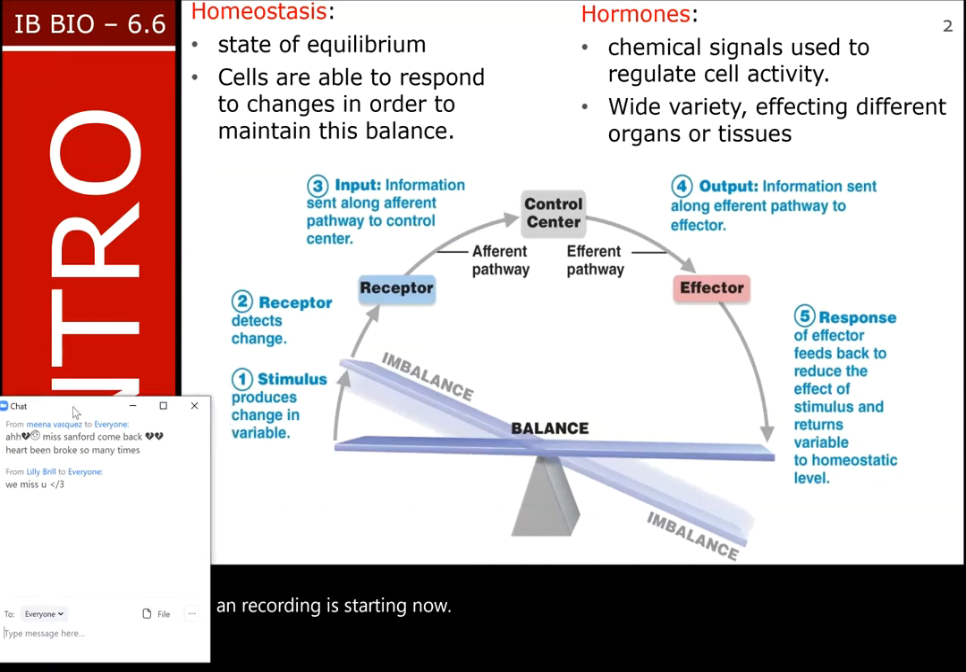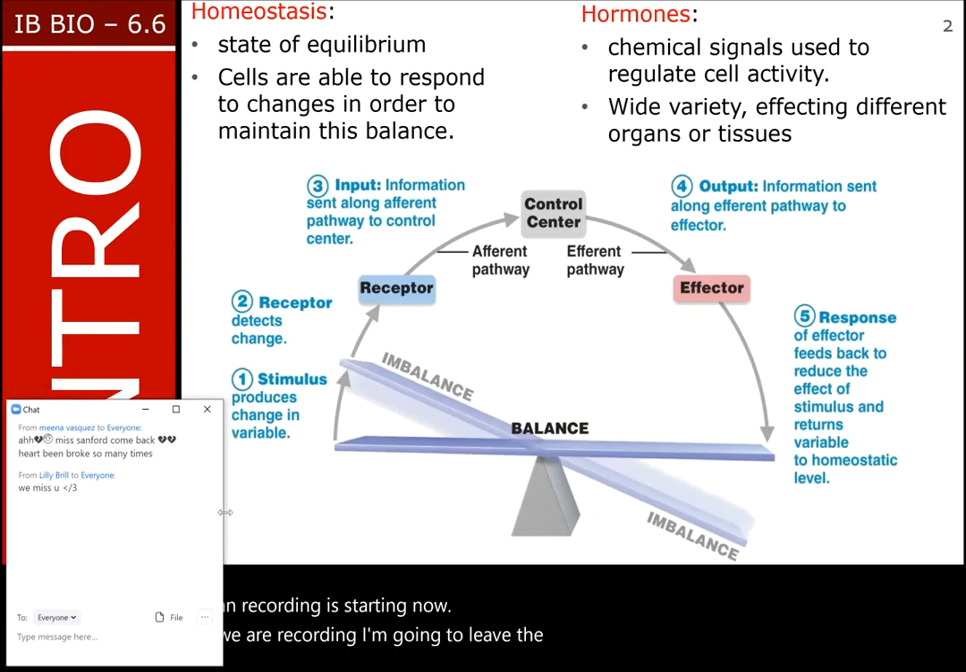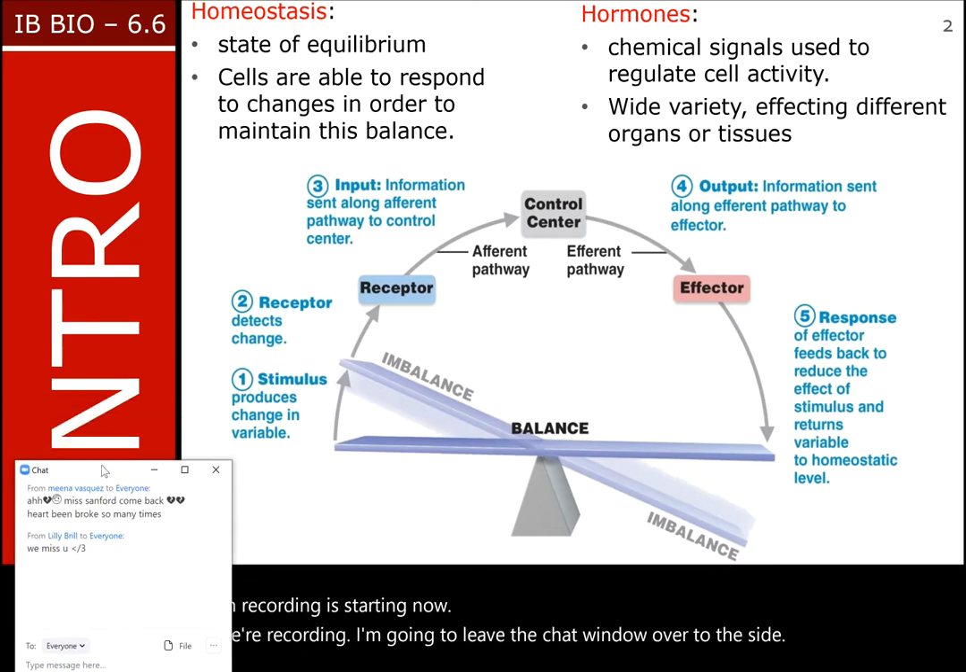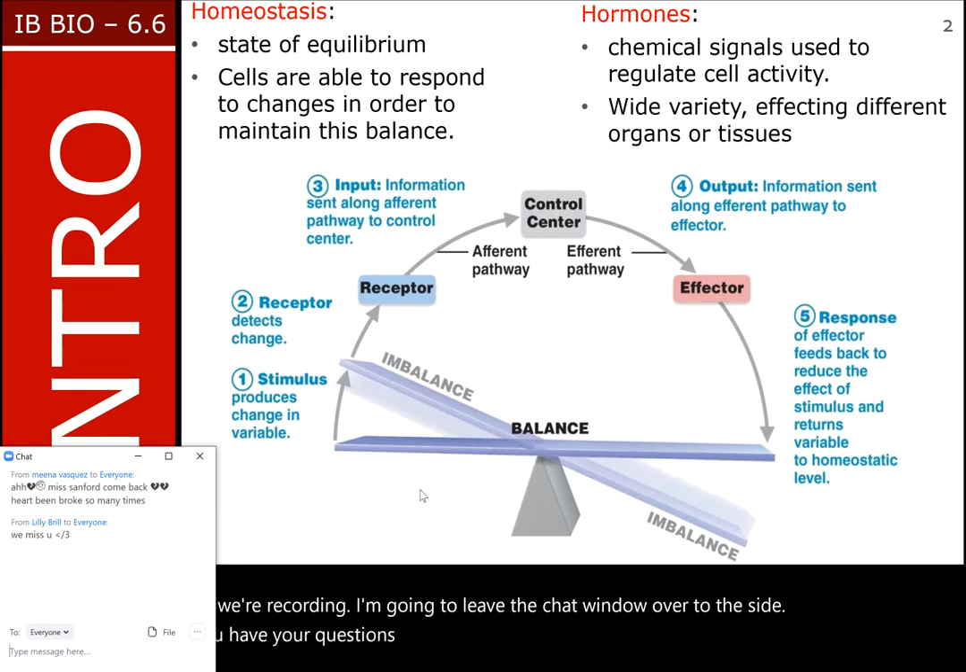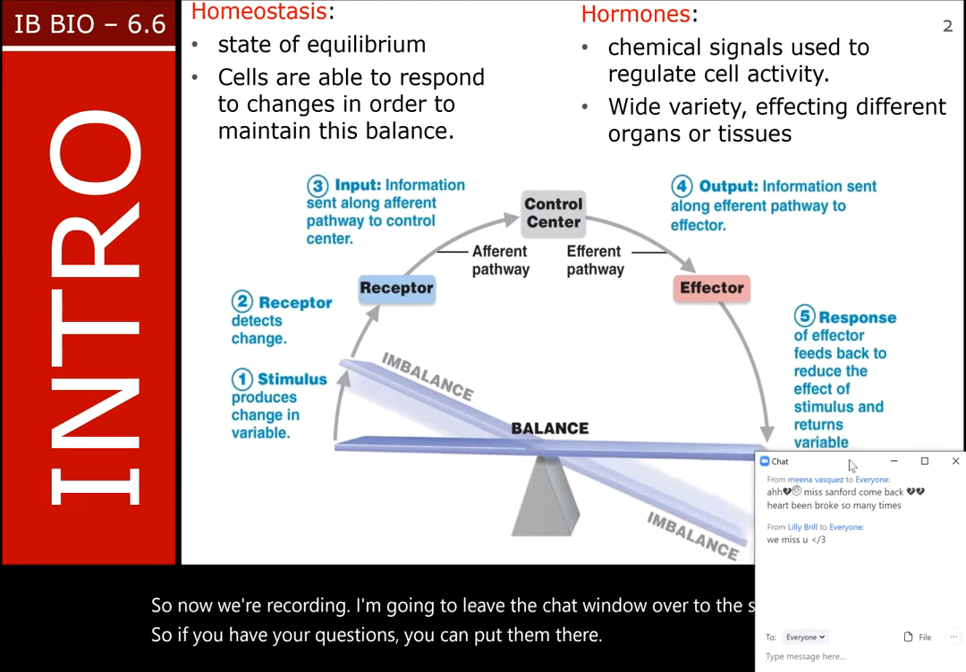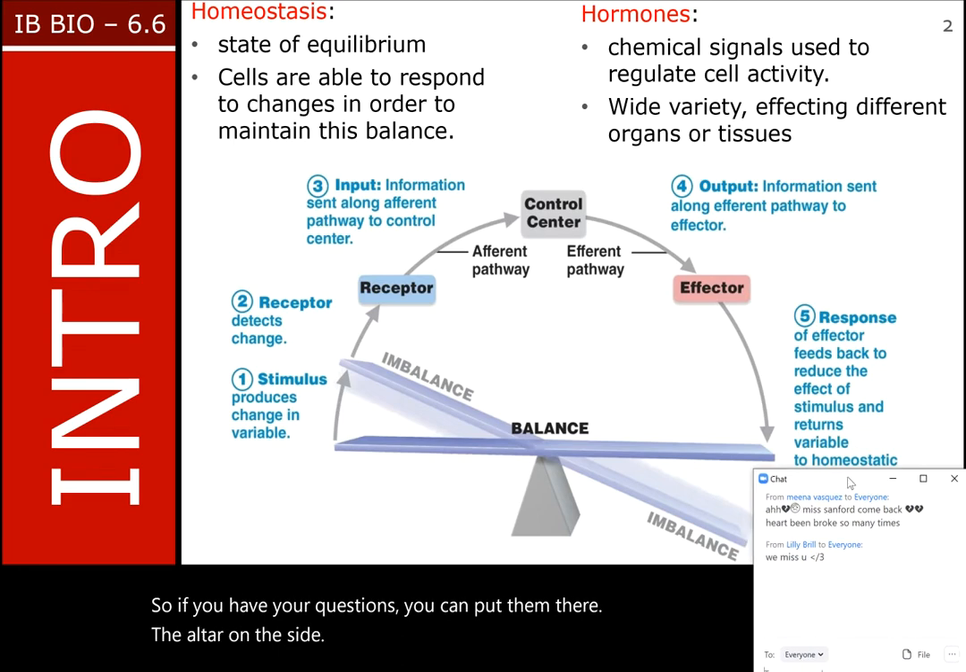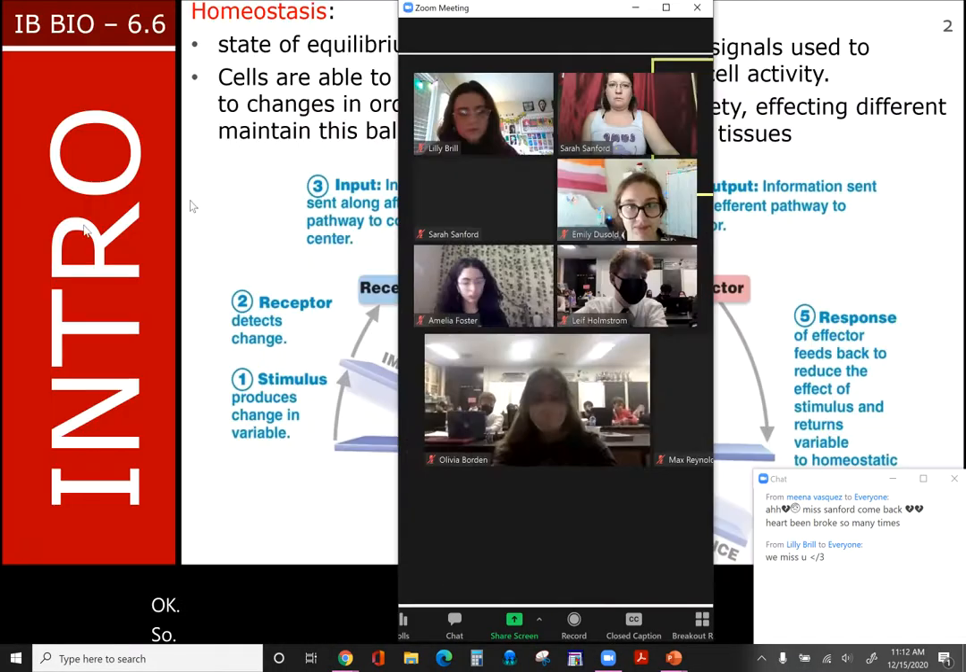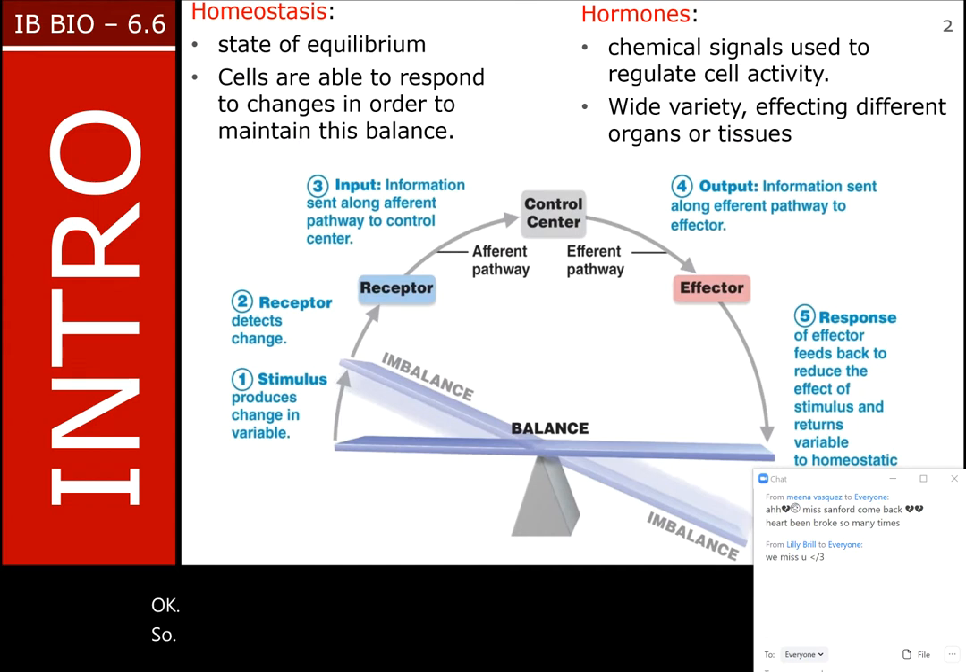So now we are recording. I'm going to leave the chat window over to the side, so if you have your questions, you can put them there. Maybe I'll do it on this side. Okay. So there we go. Now I can see everybody's faces over here. I have lots of windows to mess with.